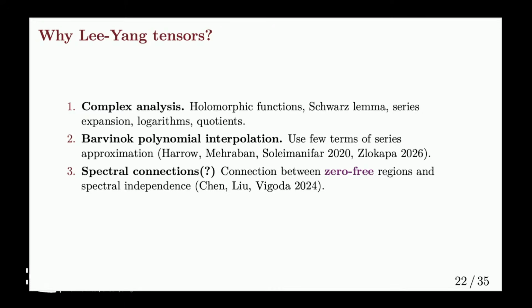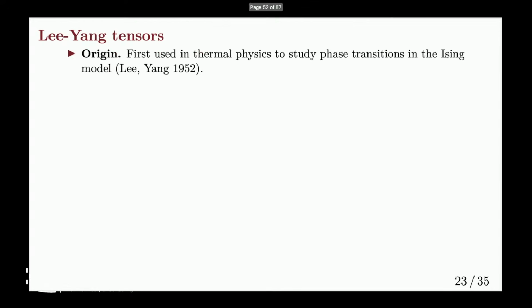The last thing is speculative. Well, it's semi-speculative. In the classical setting, there's a theorem by Chen, Liu, and Vigoda that says from a zero-free region you get spectral independence, and hence a spectral gap, and hence some kind of simplicity. I believe this should also hold, up to some corrections, in the quantum setting, but that's just speculation.